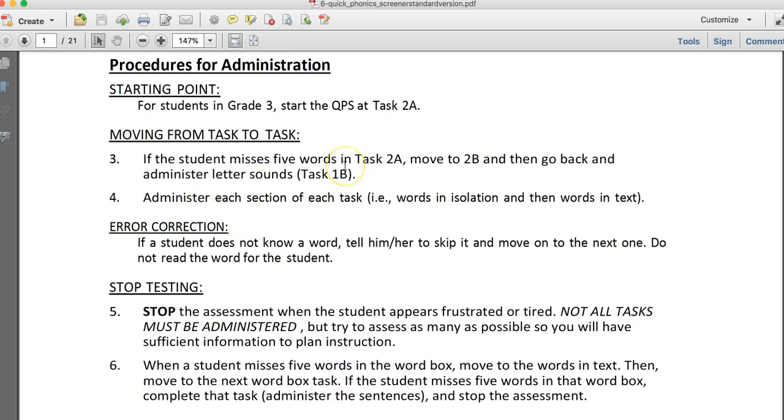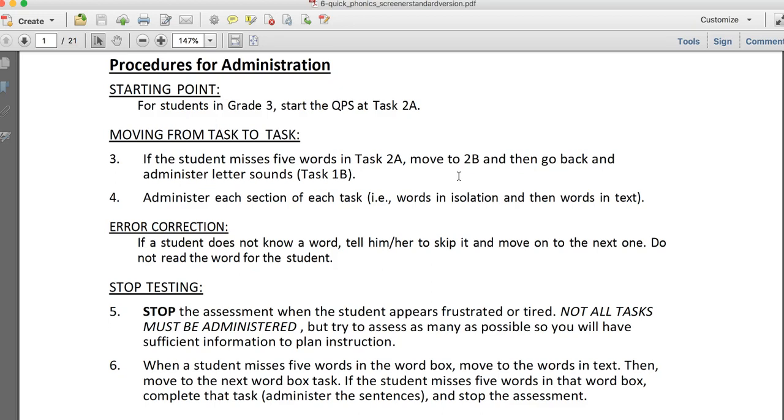So moving from task to task, if they miss 5 words in a task, you move on to the next one. In task 2A, which is where you would start for grade 3, if they miss 5 words, you would go on and finish up 2B because they're together. I'm going to show you that in a minute. But then you would want to go backwards and administer the letter sounds, and that's task 1B. So see, this is already a situation that could happen and we have to go backwards, and I would just rather not go backwards. You're going to administer each section of each task.